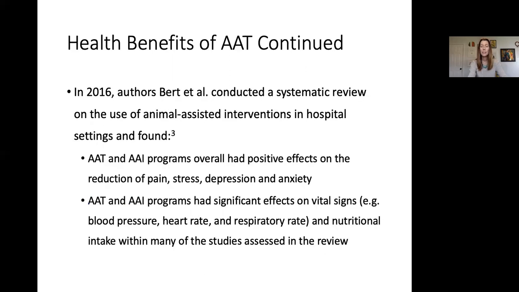Now, years later, a systematic review was done, and we found similar results. This systematic review was looking at all animal-assisted interventions, so even some that are not held to the higher rigor of an animal-assisted therapy program, and they were looking at how these animal-assisted interventions were working within a hospital setting. They found that the animal-assisted therapy programs were quite effective in the reduction of pain, stress, depression, and anxiety, and that the overall animal-assisted intervention and the animal-assisted therapy programs in particular even had positive effects on a patient's vital signs and their nutritional intake.